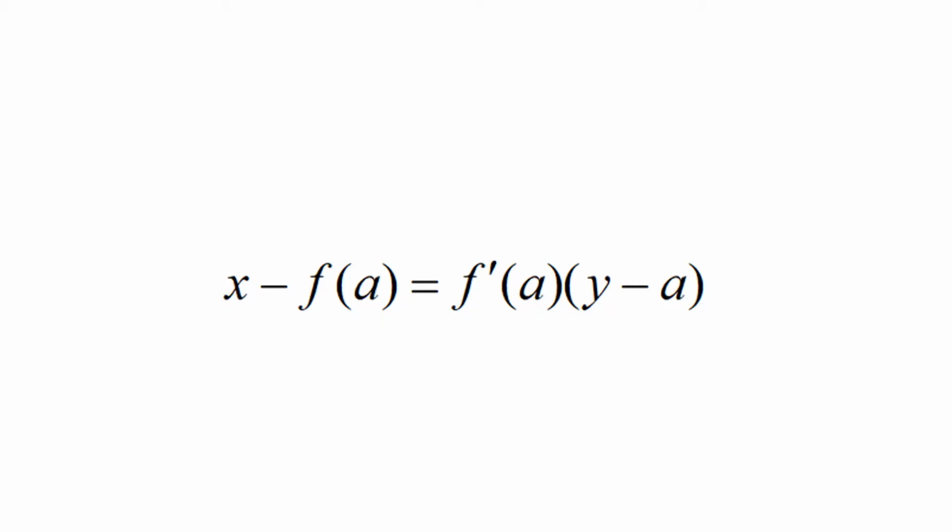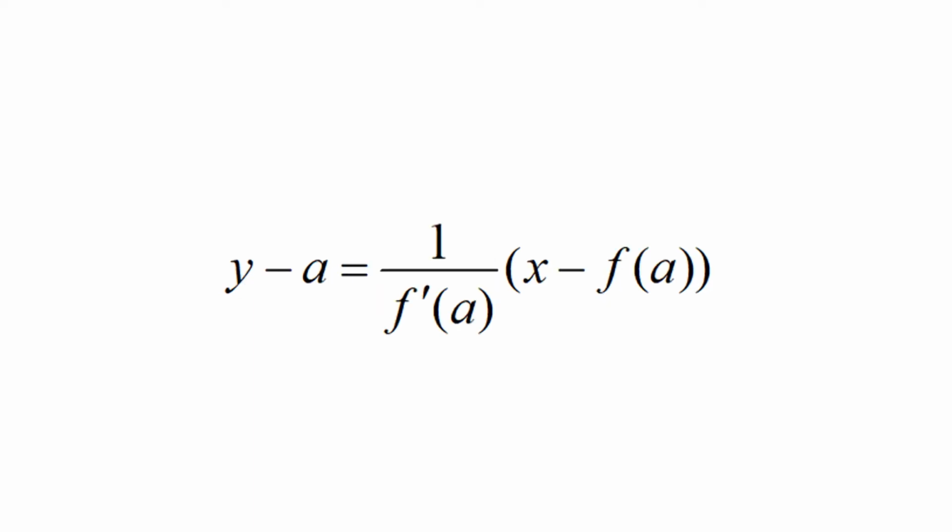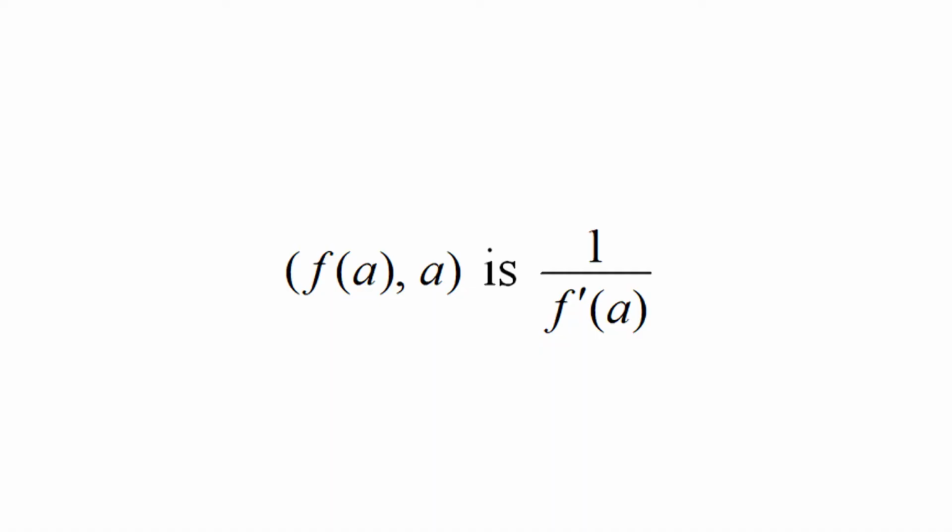Hence, the equation of the tangent line to y equal to f inverse of x at the point (f(a), a) can be obtained from that of the tangent line to the graph of f by interchanging x and y, which gives x minus f a equal to f dash a into y minus a, or y minus a equals 1 by f dash a into x minus f a. We notice that slope of the tangent line to y equal to f inverse of x at the point (f(a), a) is 1 by f dash a.